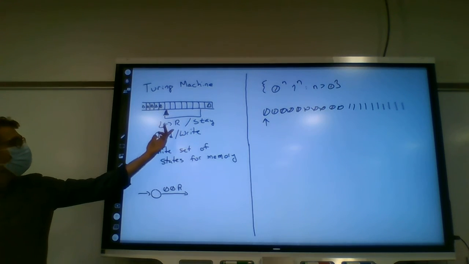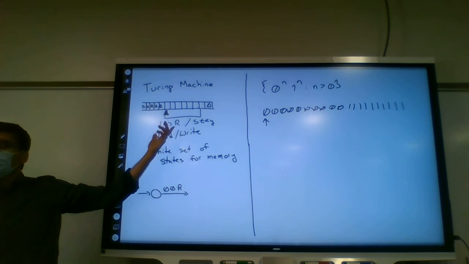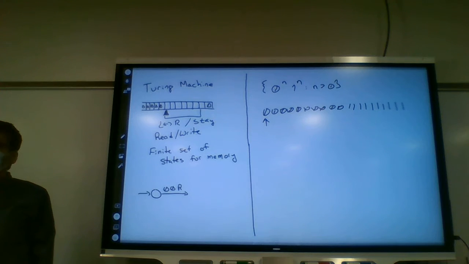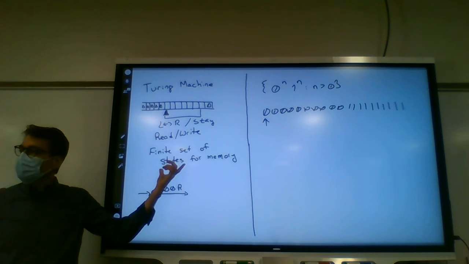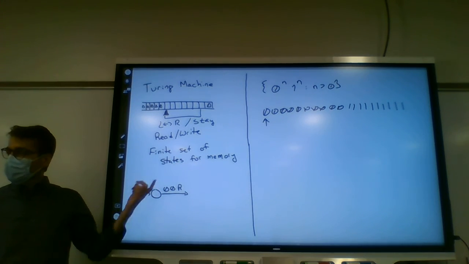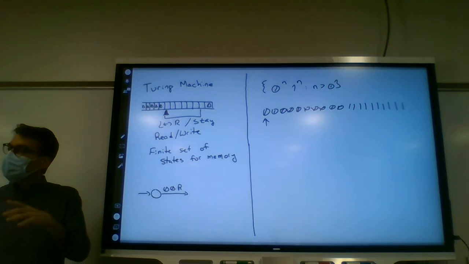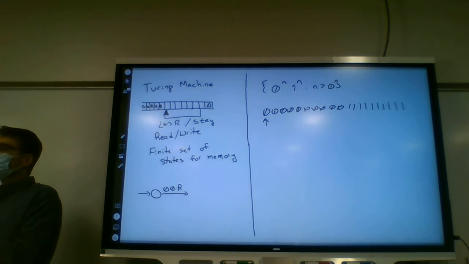You're allowed to read, write, stay, move left, or move right. Can you keep track of how many times you've read? No. This is all we can do. And we have a finite set of states that we can move through, but it's a fixed finite set. So we can't have states that say, okay, if you're in this state, that means the first time, the second time, the third time, and so on. Same kind of limitations that we had before.